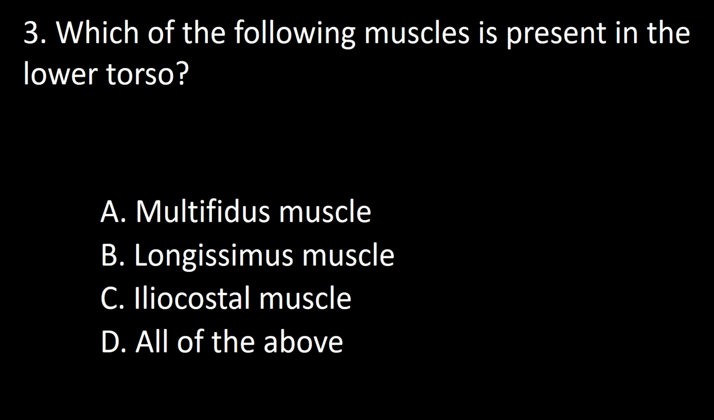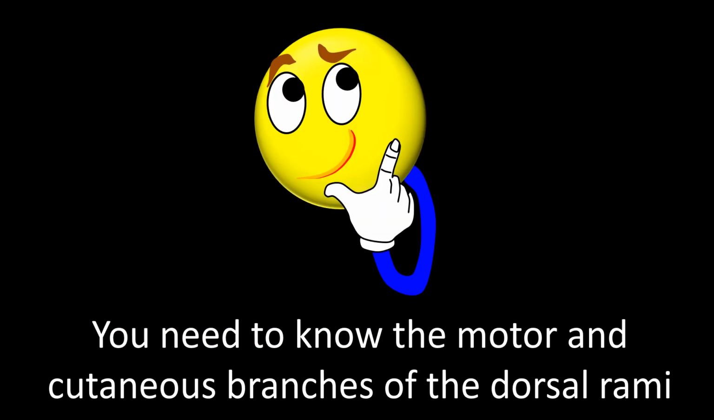Next question. Which of the following muscles is present in the lower torso? A. Multifidus muscle. B. Longissimus muscle. C. Iliocostal muscle. D. All of the above. One of the points you need to know is the name of the motor and cutaneous branches of the dorsal rami that innervate the lower back.